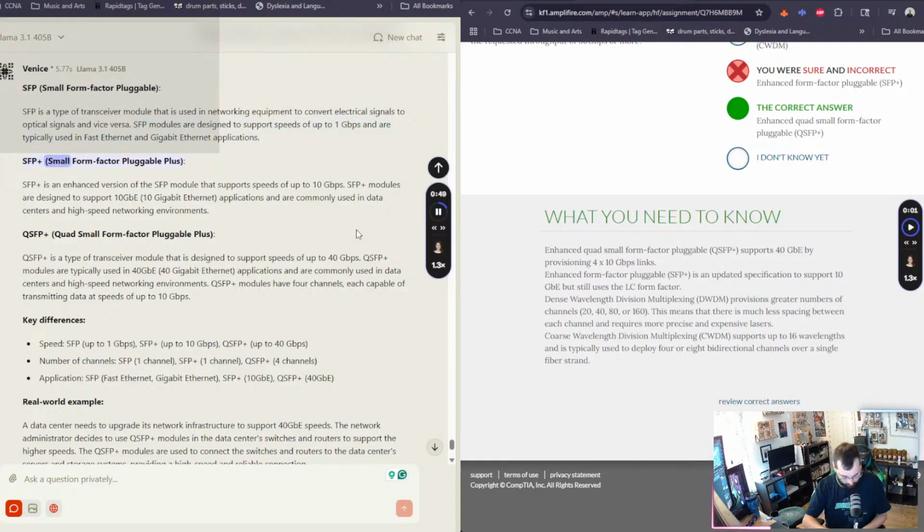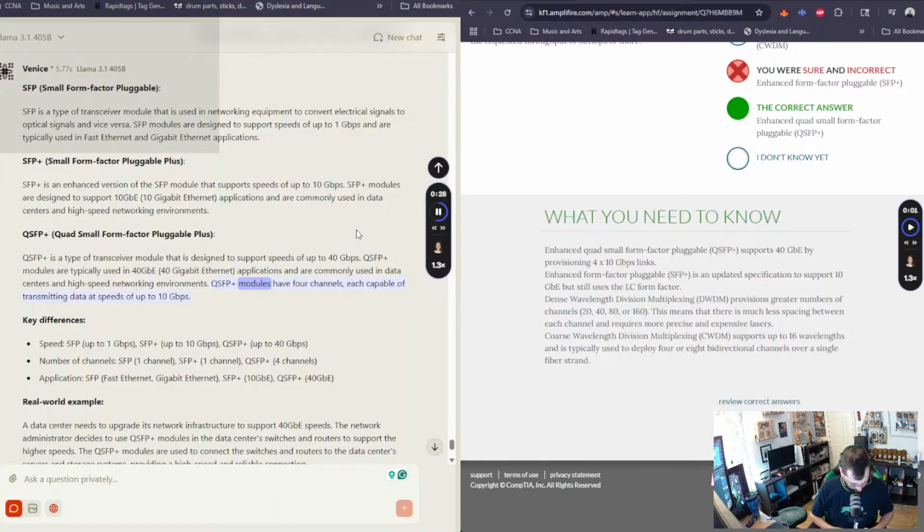SFP Plus, Small Form Factor Pluggable Plus. SFP Plus is an enhanced version of the SFP module that supports speeds of up to 10 gigabits per second. SFP Plus modules are designed to support 10 GBE 10 gigabit Ethernet applications and are commonly used in data centers and high-speed networking environments. QSFP Plus, Quad Small Form Factor Pluggable Plus. QSFP Plus is a type of transceiver module that is designed to support speeds of up to 40 gigabits per second. QSFP Plus modules are typically used in 40 GBE 40 gigabit Ethernet applications and are commonly used in data centers and high-speed networking environments.